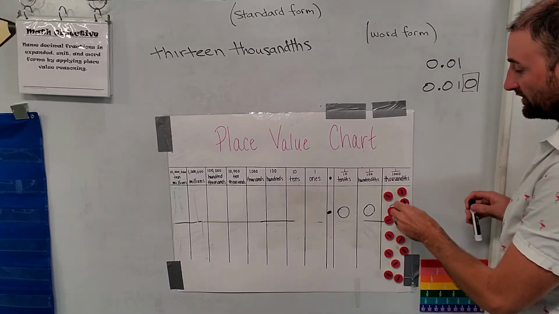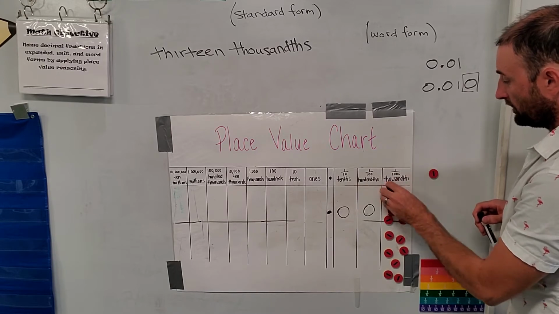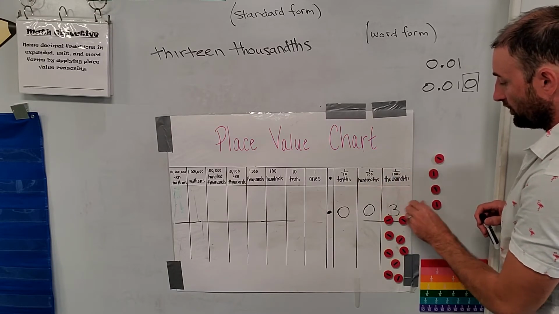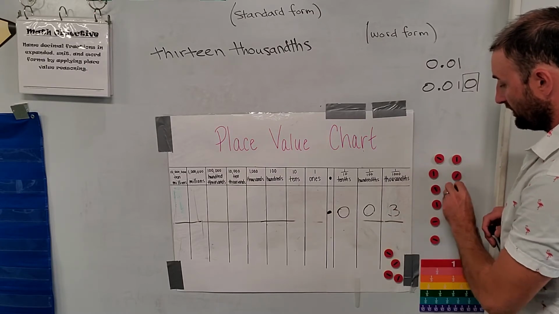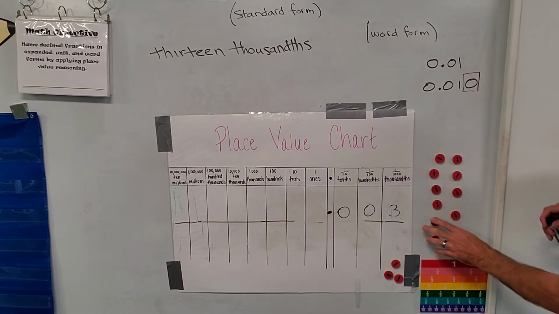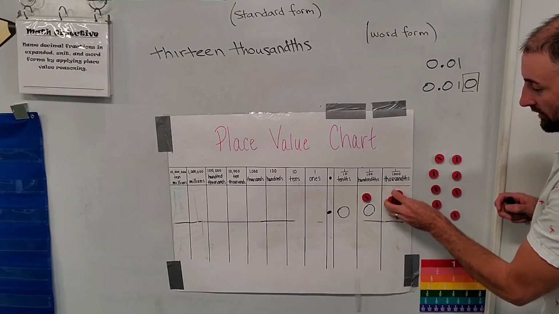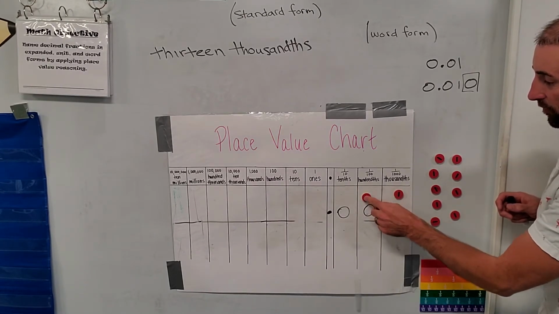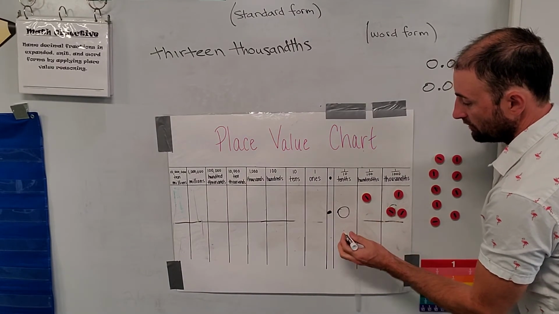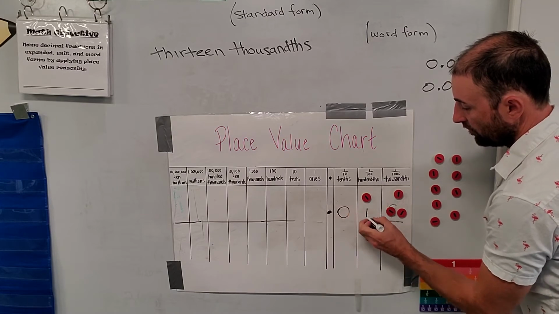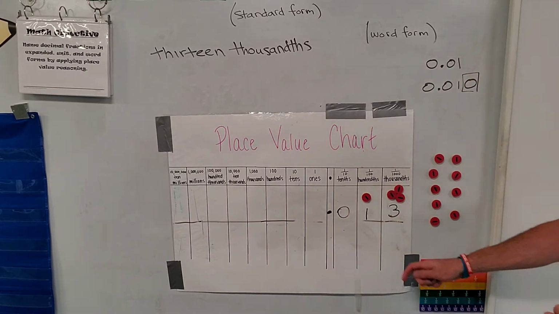So I'm going to take 10 of these and cache them in. 1, 2, 3, 4, 5, 6, 7, 8, 9, 10. So all these 10 are going to become one group of hundredths. Now I'm left with 3 thousandths and 1 hundredth. If we were to write this on our place value chart, we would have 0, 1, 3. And how would we read this?